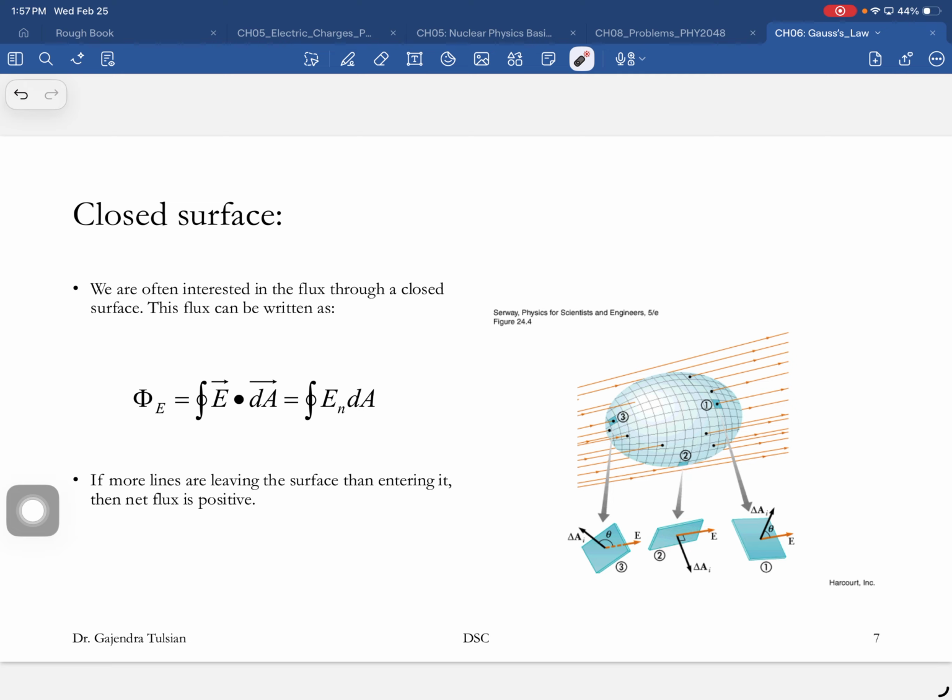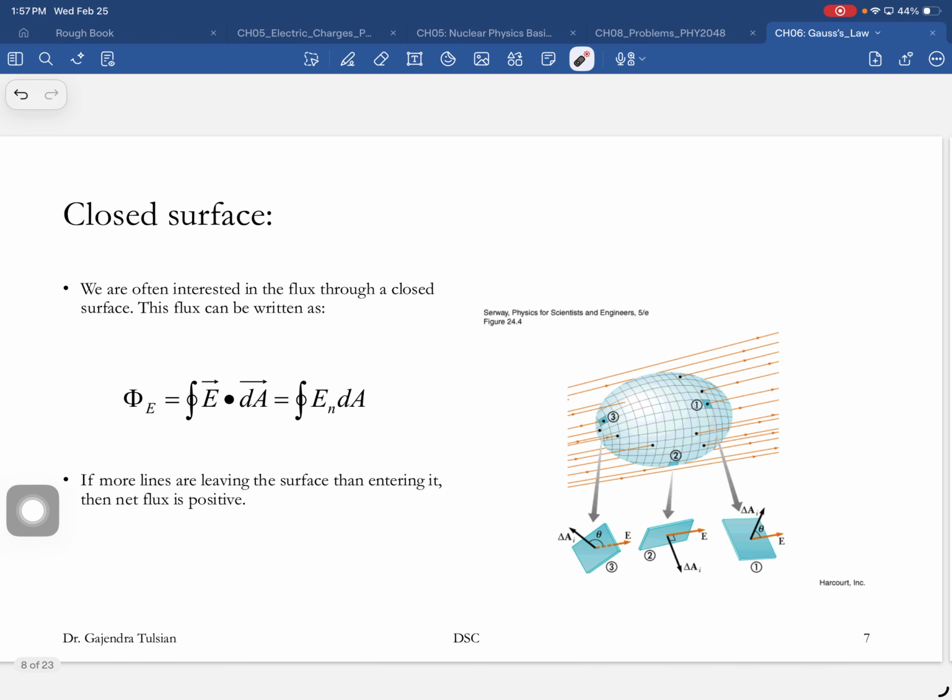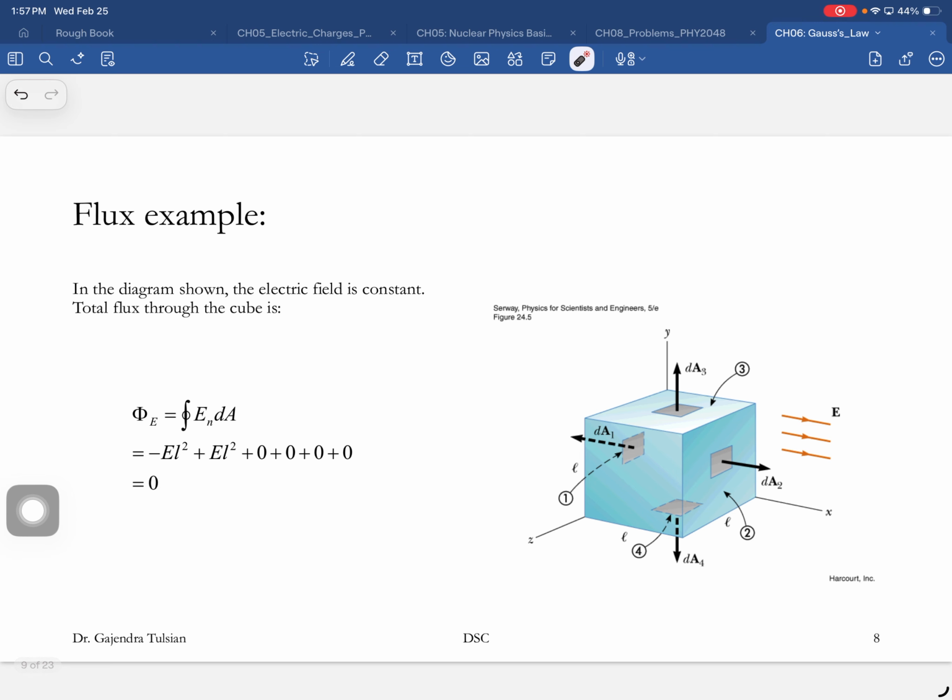And through the side four faces, the area vector is perpendicular to the electric field, so they are contributing 0. So the total flux through the entire object is 0. Okay. And so Mr. Gauss will tell you that Gauss's law says the flux through an enclosed surface is the charge inside divided by epsilon naught. So from here, you can tell that there's no charge here.